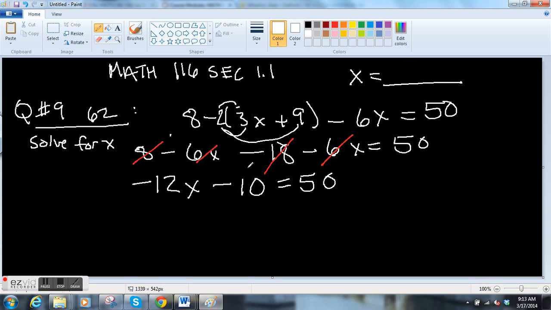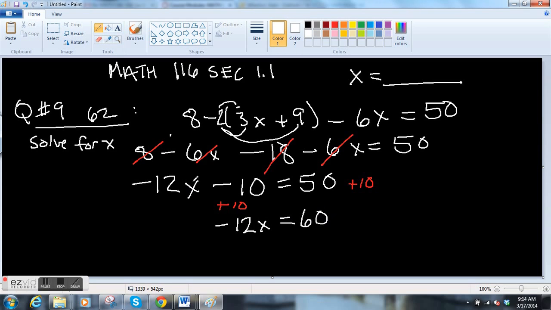So we're working towards getting x by itself. You see this little minus 10 is a problem. So we add 10 to both sides. And then that gives us, on this side, minus 12x equals 60.